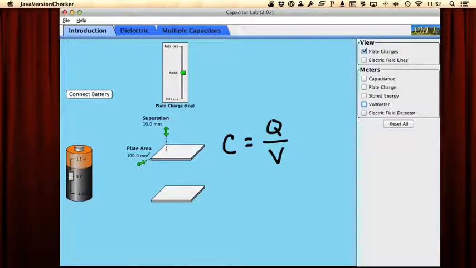What I'd like to do now is take a closer look at these two quantities, the Q on the top and the voltage on the bottom, and extend our ideas in both cases to be able to make a fuller description of what capacitance is and what it depends on. So I'm going to start with talking about the charge on the plates.